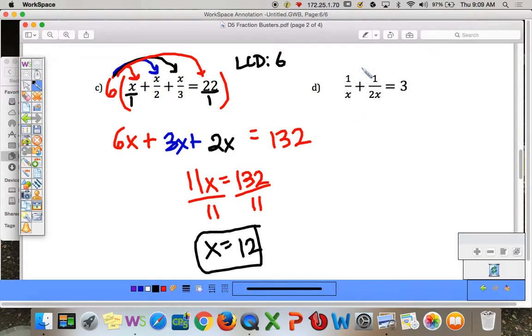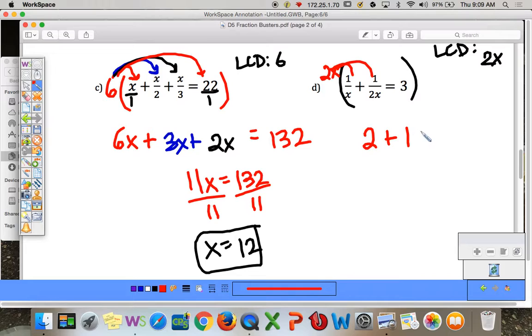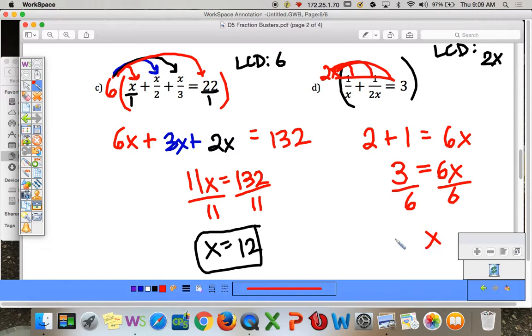Okay, let's do this one and maybe one from your assignment. So this one we have x and 2x. The LCD, lowest common denominator, is 2x. I can multiply x by a 2 to get 2x, and I can multiply 2x by 1 to get a 2x. So let's multiply everything by 2x. If I have 2x divided by x, that leaves us with a 2, plus 2x divided by 2x is just a 1, equals 2x times 3, which is 6x. So we get 3 equals 6x. Divide each side by 6, so x equals 0.5 or 1/2.